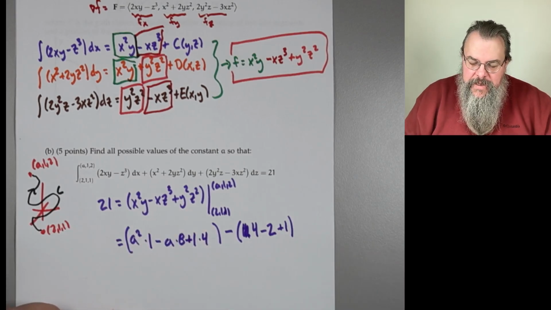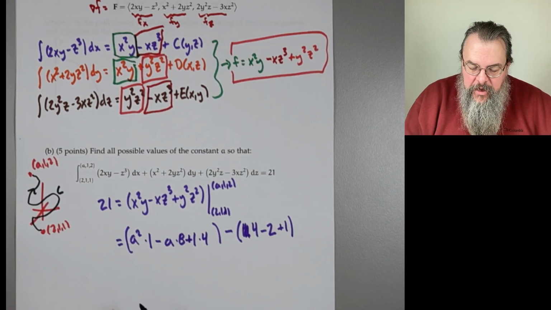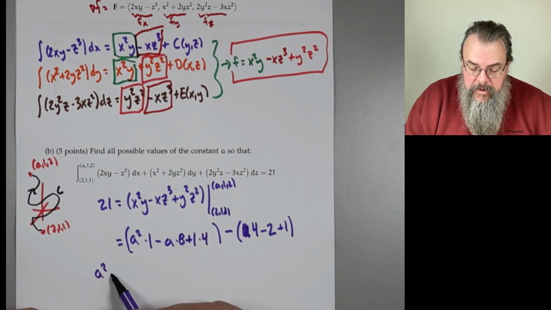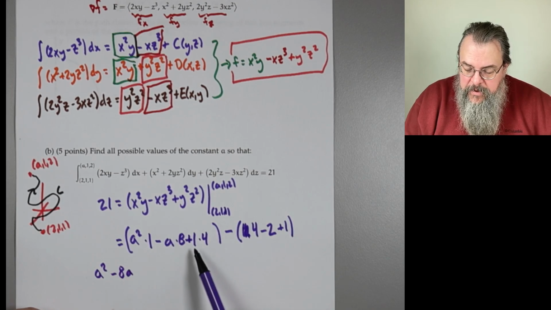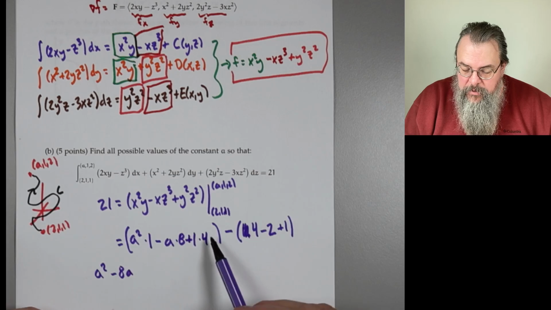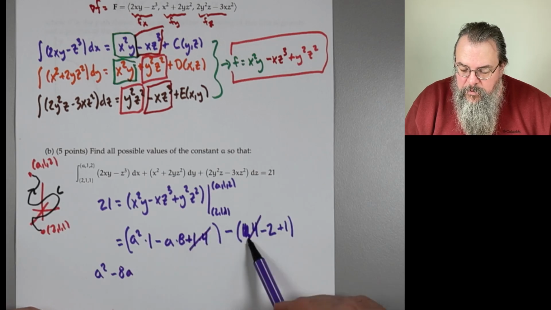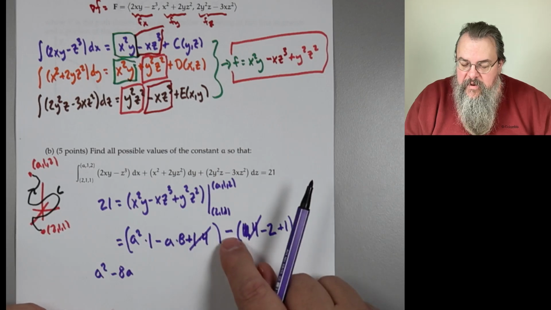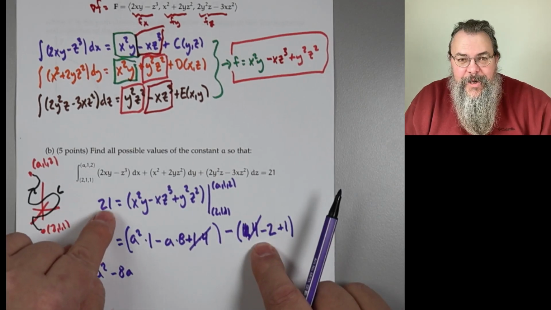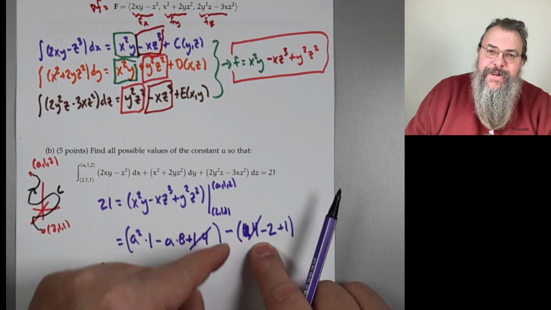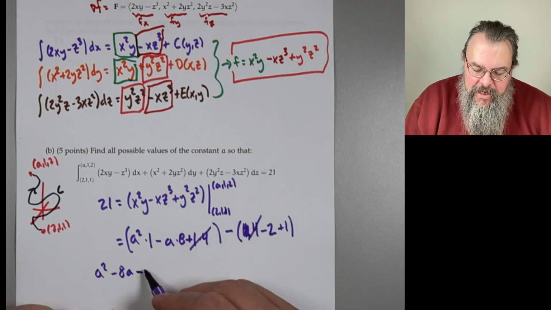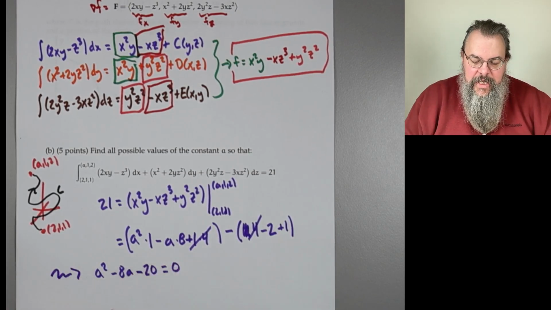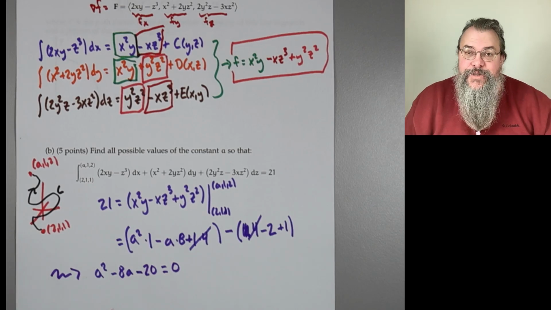Well, let's see if we can't clean any of this up. Now we have an a squared minus 8a. And then here we have a 4 minus a 4. Oh, well, that's convenient. It's almost like it was meant to work out. Here we have minus 2 plus 1, which makes minus 1, but then it's minus that, so it's really plus 1. But there's this 21 over here, so we have a plus 1. We're going to bring the 21 across, and so that's going to make a minus 20 equals 0. So cleaning that up, a squared minus 8a minus 20 equals 0.